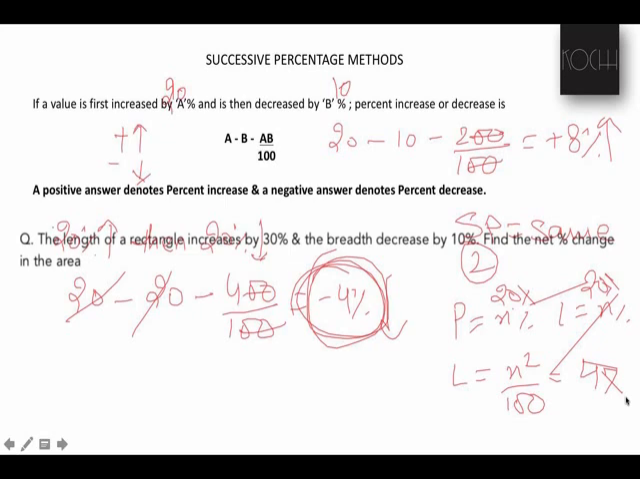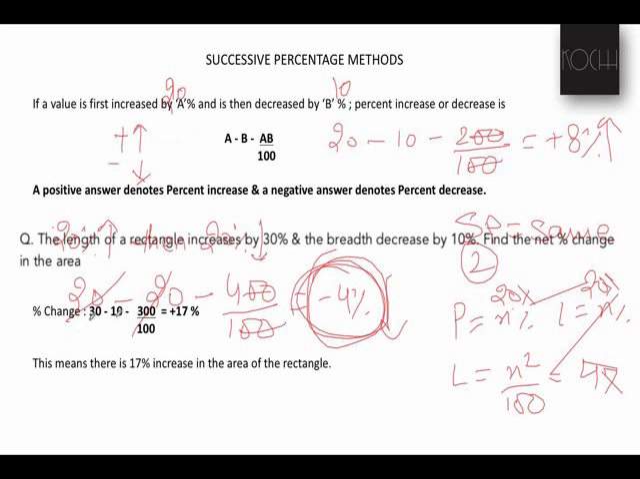Or you use the formula a minus b minus ab by 100. So the answer would be 30 minus 10, which is 20, minus 300 by 100. So 300 by 100 is 3. So 20 minus 3 is plus 17. So the area will increase by 17%. If you want, I can solve your question. So 30 minus 10 minus 30 into 10 upon 100, which is plus 17. This means there is a 17% change in the area, and because this is plus, it means percent increase.